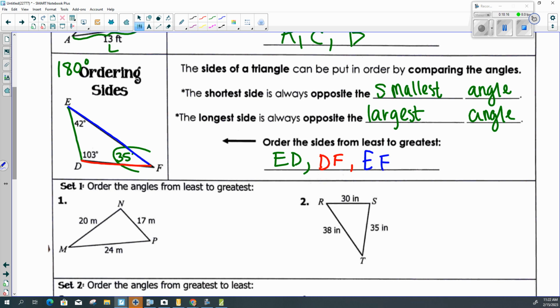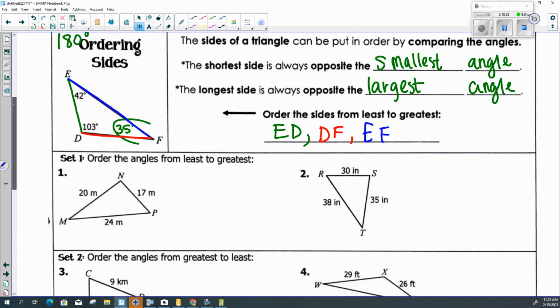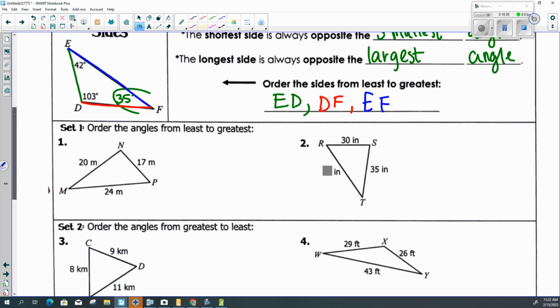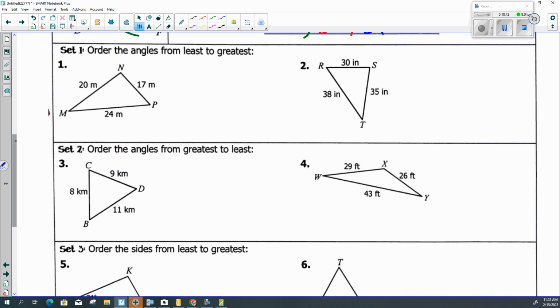Yep, so there's just that relationship. Small sides are across from small angles. Big sides are across from big angles, and then the opposite is also true. The big angles are opposite the big sides. Small angles, they never mention the medium ones, but they're just there hanging out in the middle like the middle child. Very resilient.